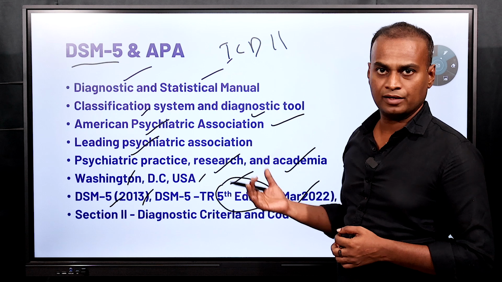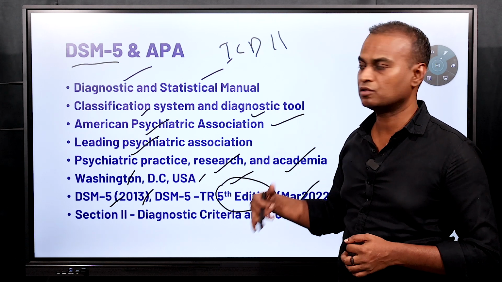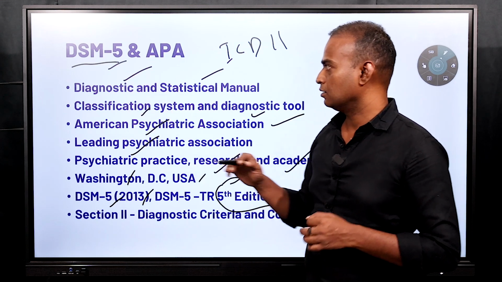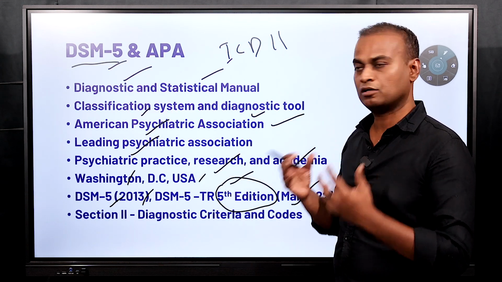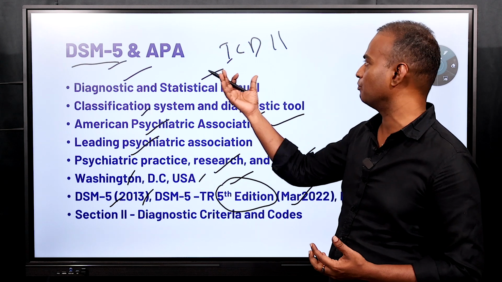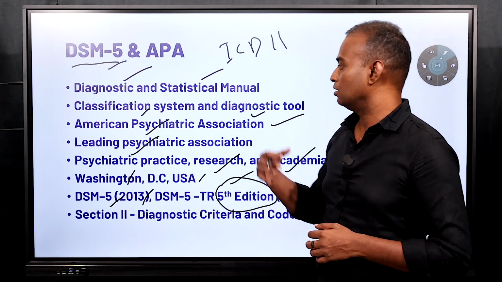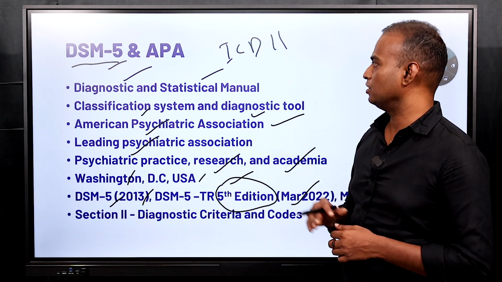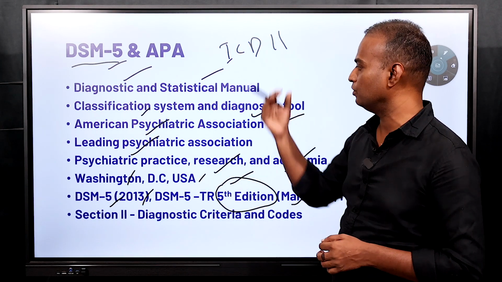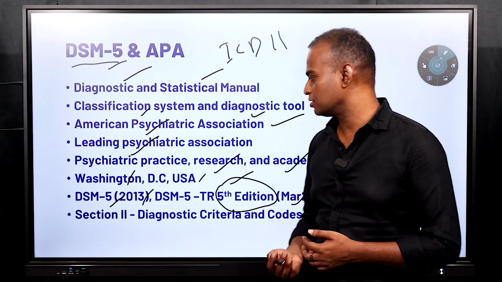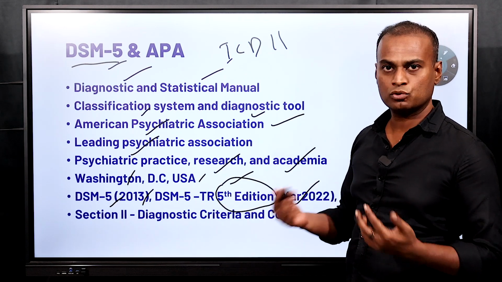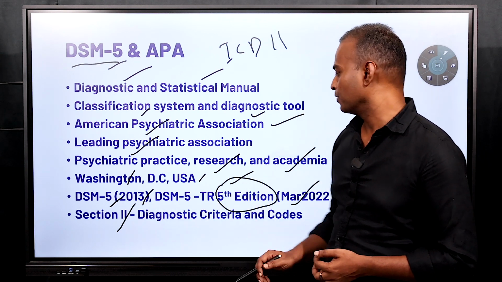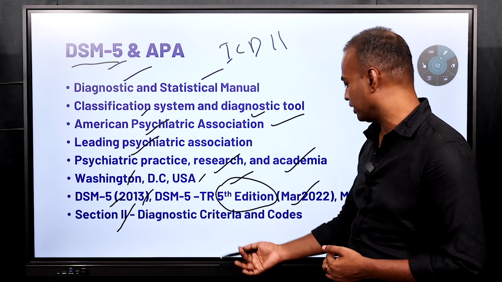Even though ICD-11 includes psychological disorders, most practitioners and psychiatry doctors use DSM-5 because it is specific only to psychological disorders. It is more specific than ICD. That's the reason most psychologists or psychiatrists use DSM-5 instead of ICD-11, but these can be linked with codes. There are different sections in DSM-5. There are 4 sections, but the important one is section 2, because it contains diagnostic criteria and codes.